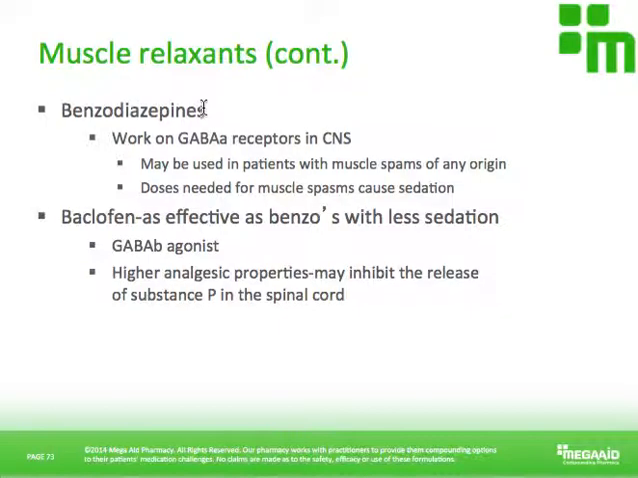But paradoxically, drugs like benzodiazepines, and these are traditionally used for treatment of anxiety or even sometimes occasionally acute psychosis, they're also actually very effective muscle relaxants, and they can be used in patients with muscle spasms of any origin. As you probably are aware, benzodiazepines are very sedating drugs. So doses that are needed to treat muscle spasms can also cause sedation. Baclofen is just as effective as benzodiazepine, but it has a lot less sedation, and some of the higher analgesic properties of it may inhibit the release of substance P in a spinal cord.